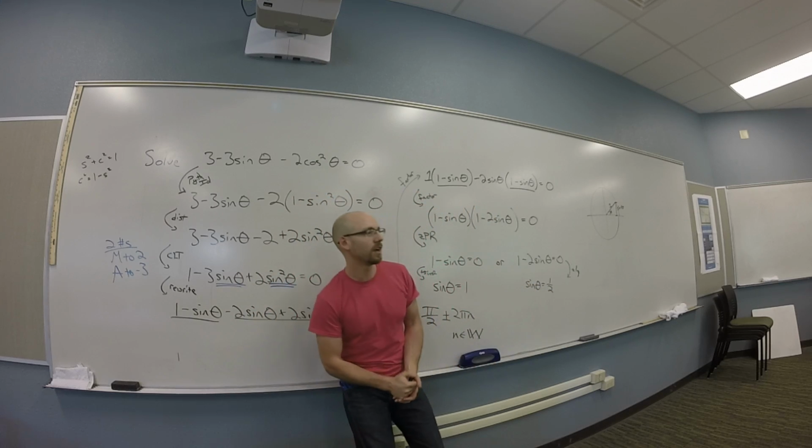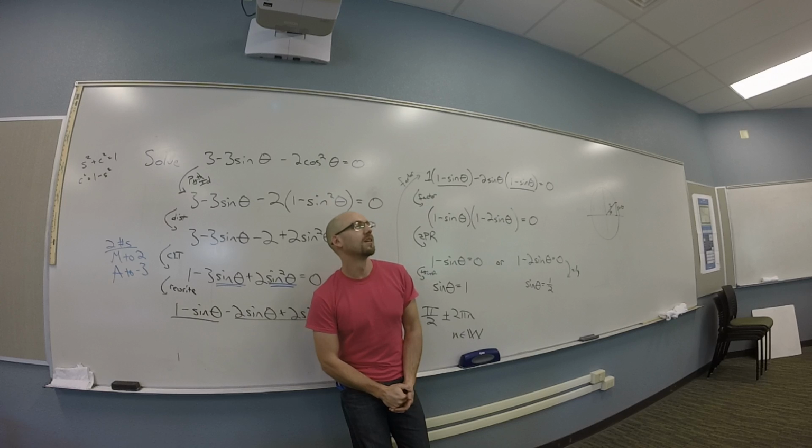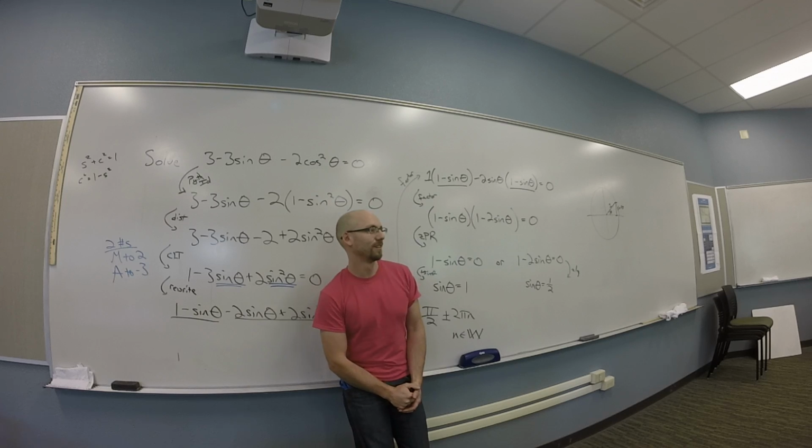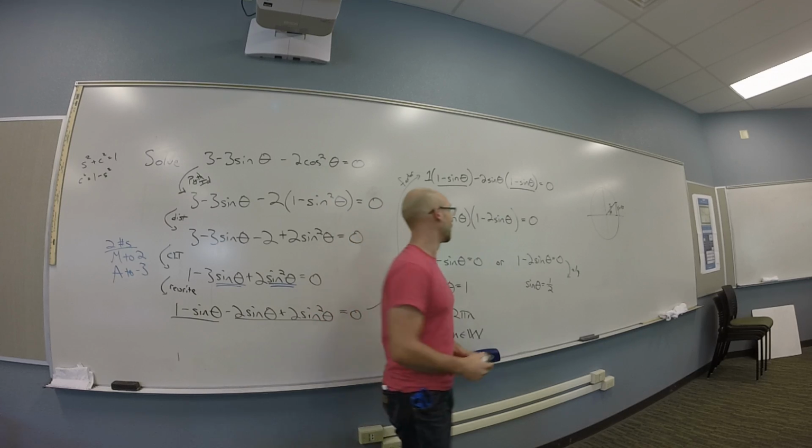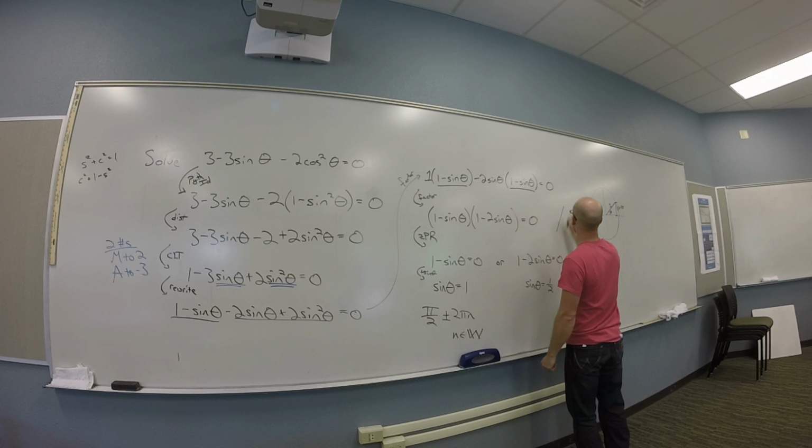1/2. So when's sine of theta 1/2? Pi over 6. I don't remember. How do you figure it out? Triangle, which one? 30, 60, 90. Good, go chart out your 30, 60, 90 triangle.